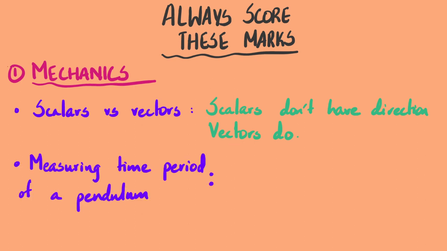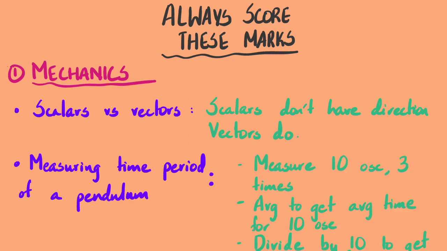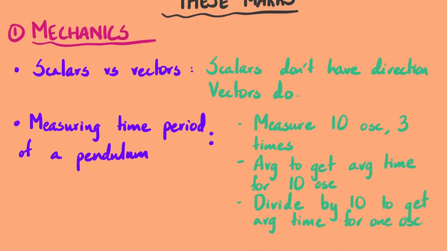Another one which is commonly asked and more or less always in the same way is how do you measure the time period of a pendulum? So the answer to that question is this, that you measure 10 oscillations 3 times. So you're measuring the time not for one oscillation but for 10 oscillations, and you don't do that once either, you do this 3 times.